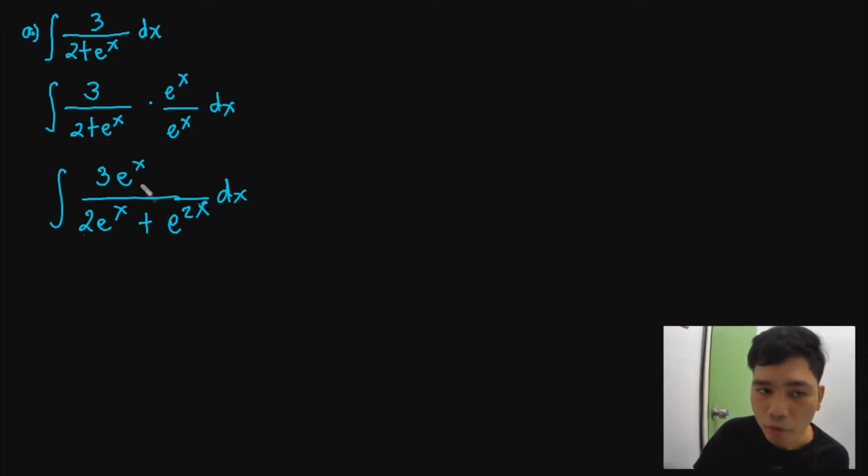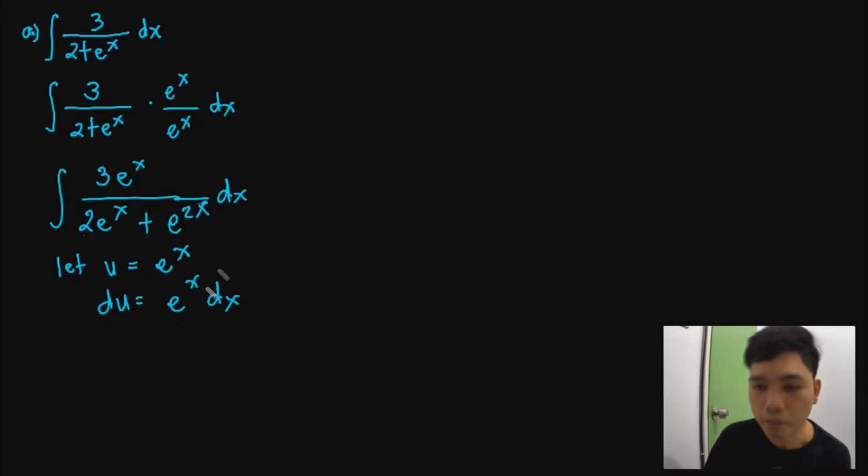Now, ano ba yung sunod natin na steps na gagawin? So, di ba, pwede natin siyang i-let u equal to e to the x. Okay? And then the derivative would be equal to e to the x dx. Now, try nating ibalik itong ating x in terms of u. So with that, we have the integral of, alam naman natin na this one is e to the x dx. So if you try to copy this e to the x dx, matitira lang dito is 3 du.